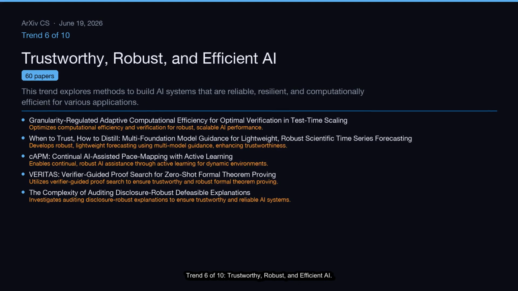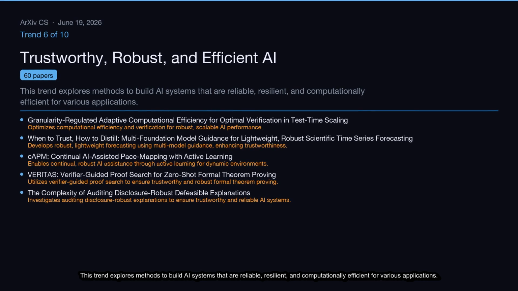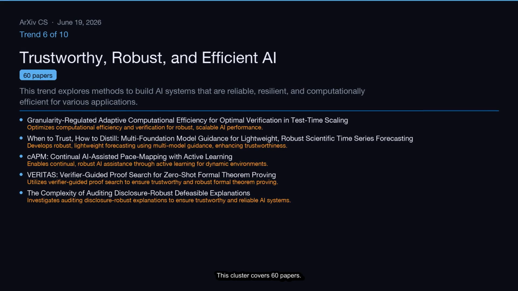Trend 6 of 10. Trustworthy, robust, and efficient AI. This trend explores methods to build AI systems that are reliable, resilient, and computationally efficient for various applications. This cluster covers 60 papers.